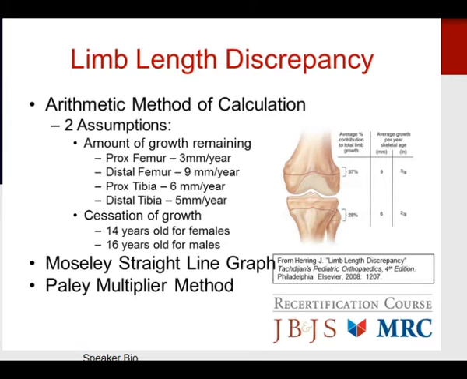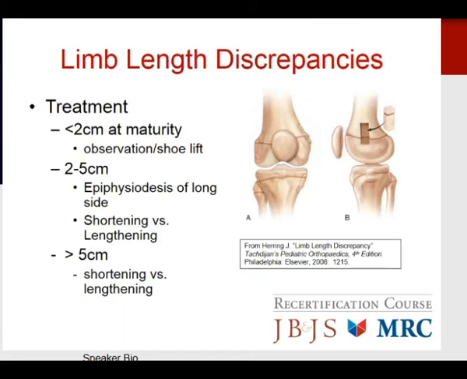One method is the arithmetic method. This method relies on the fact that the distal femoral growth plate grows at approximately 9 millimeters per year, with the proximal tibial growth plate growing at approximately 6 millimeters per year. Boys grow generally until the age of 16, with girls growing until the age of 14. Additionally, the Moseley straight line graph is another method. However, this necessitates multiple measurements with bone ages taken over time. Dr. Paley also developed the Paley multiplier method, which is useful because you can perform this with only one point in time. Again, your treatment depends upon the discrepancy at maturity.